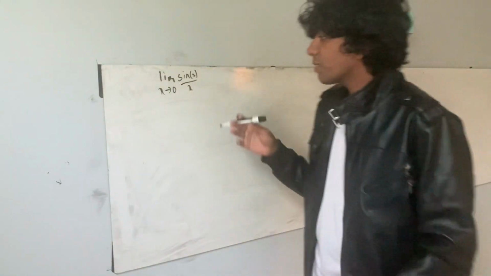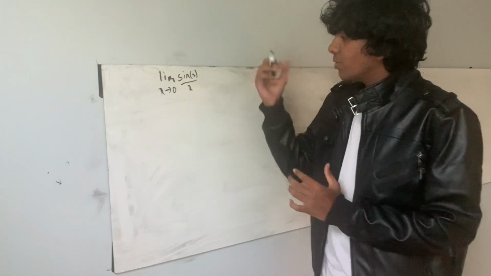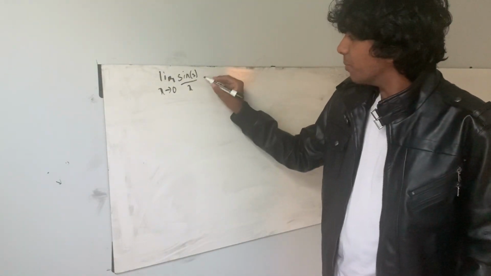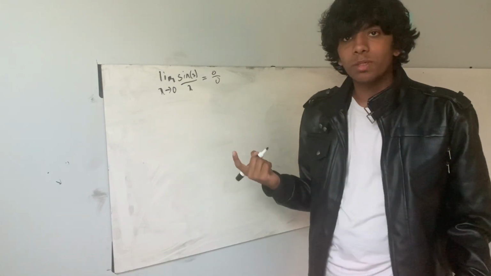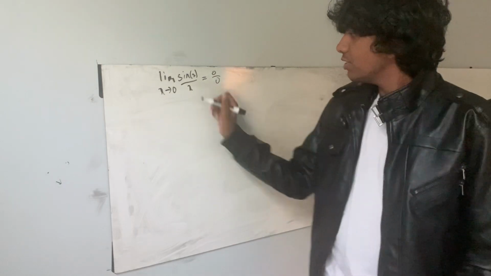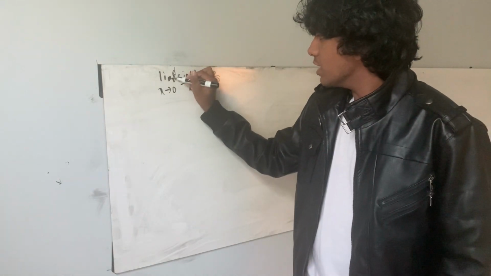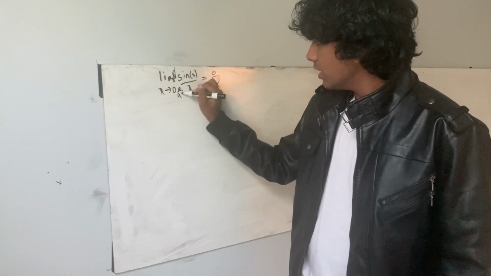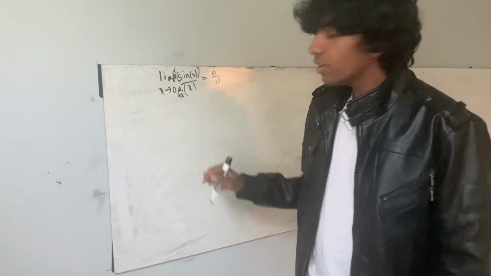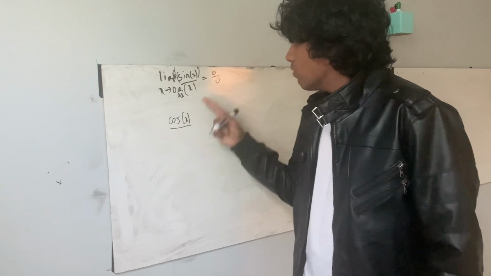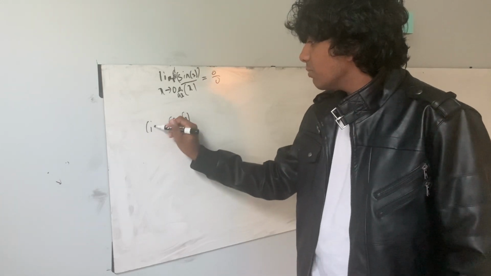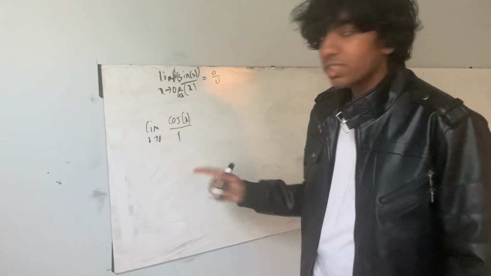Okay, let's do some classic limits. If we plug this in, we're going to get 0 over 0. In the last video, we talked about L'Hopital's rule. So let's apply L'Hopital: take the derivative of the top, d/dx, and the derivative of the bottom, d/dx. You get cosine, because it's the derivative of sine, over 1. Take the limit as x goes to 0. We can just plug in the 0 now.